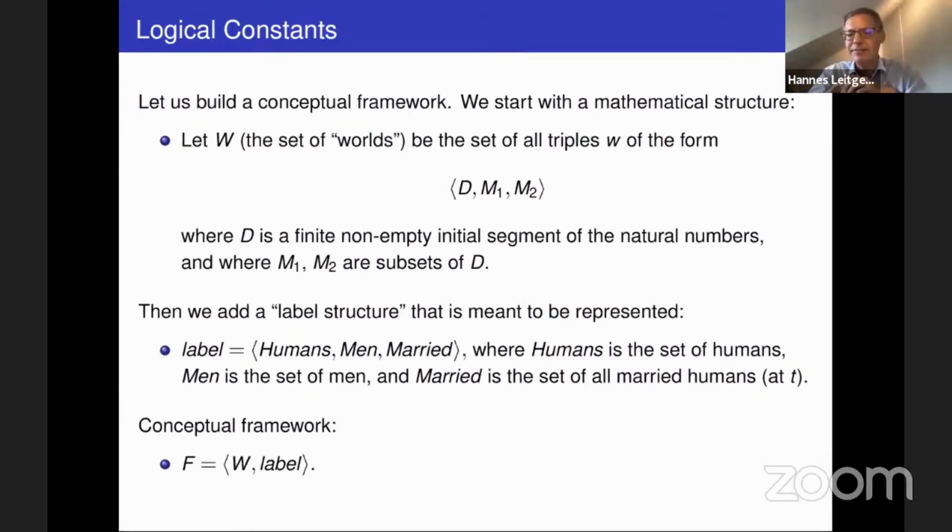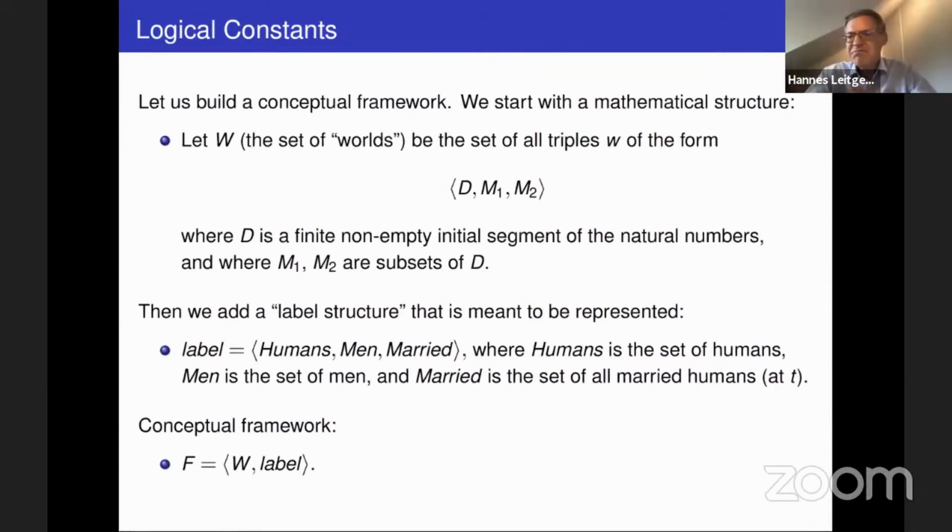that I'm currently building. Okay, so not much has happened. This is pure math, right? Nothing has happened really. So for example, one of these D sets could be the set of natural numbers from 1 to 7. And then M1 would be a subset, say the set 1 to 3, and M2 would be a subset, say the set from 3 to 5. And you take them together as a triple, that's one of my possible worlds.